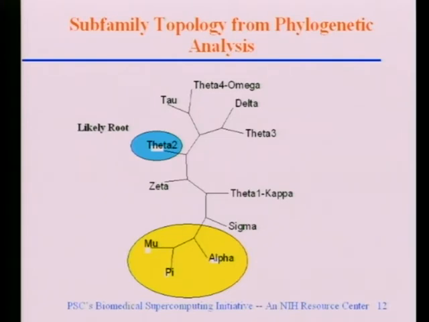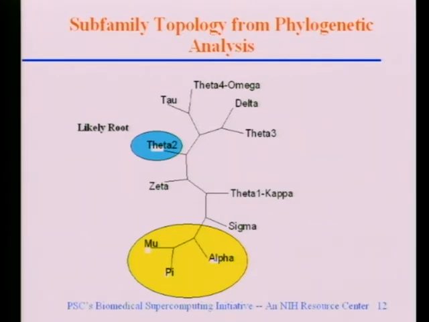Okay, so once we have a good alignment, then we want to refine our notion of what the subfamilies are, and the classical place to start that is a phylogenetic analysis. This is a rough picture of the phylogenetic analysis, where each of these names represents a terminus that actually represents several sequences, all the sequences that belong to that particular subfamily.